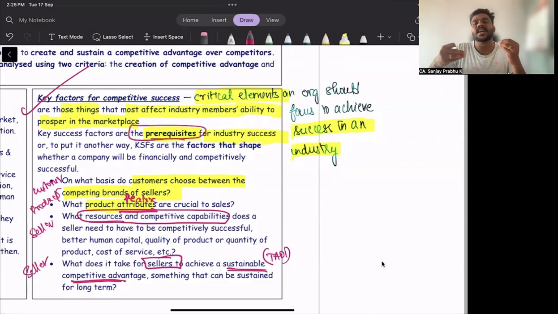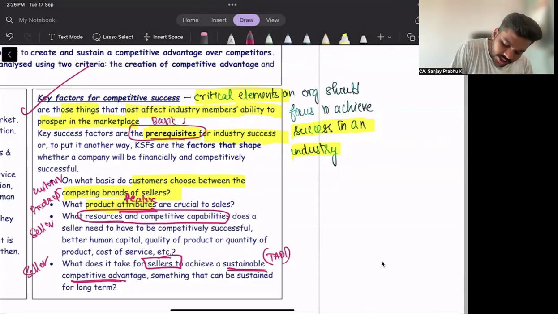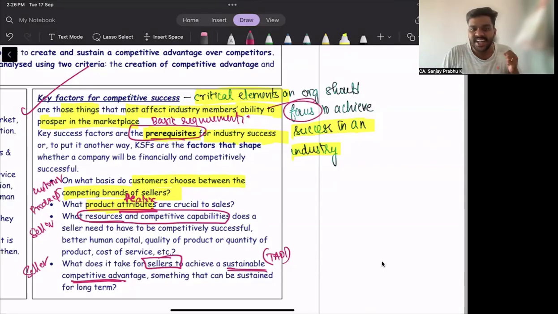Industry success ആകണമെങ്കിൽ നിങ്ങൾക്ക് വേണ്ട basic requirements ആണ്. Prerequisite means basic requirements. Okay, they are the critical element an organization should focus to achieve success in the industry.